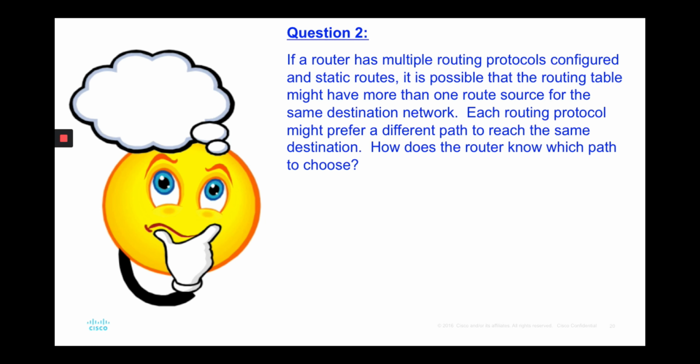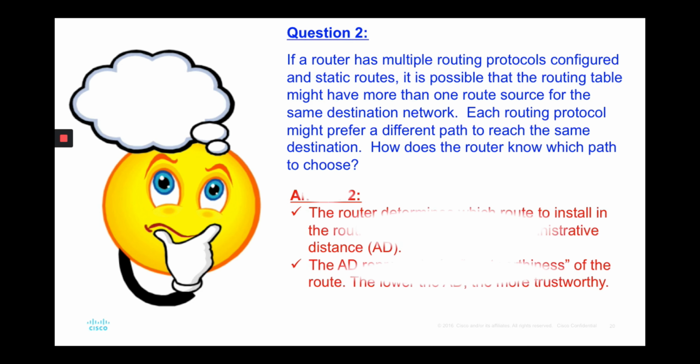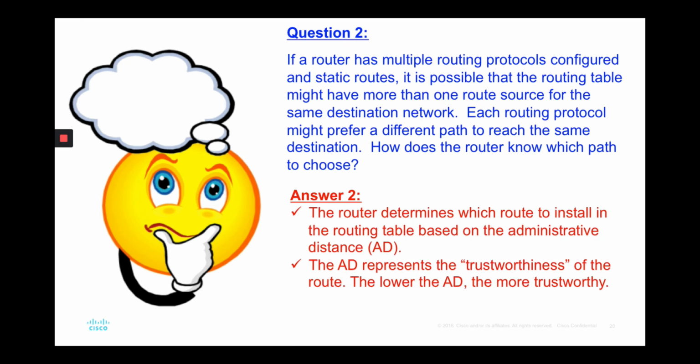Okay, let's look at the second question. If a router has multiple routing protocols and static routes configured, it is possible that the routing table might have more than one route source for the same destination network. Each routing protocol might prefer a different path to reach the same destination. How does the router know which path to choose? So I believe you have the answer. The router will determine which route to install in the routing table based on the value of the administrative distance. The AD represents the trustworthiness of the route. The lower the AD, the more trustworthy it is.